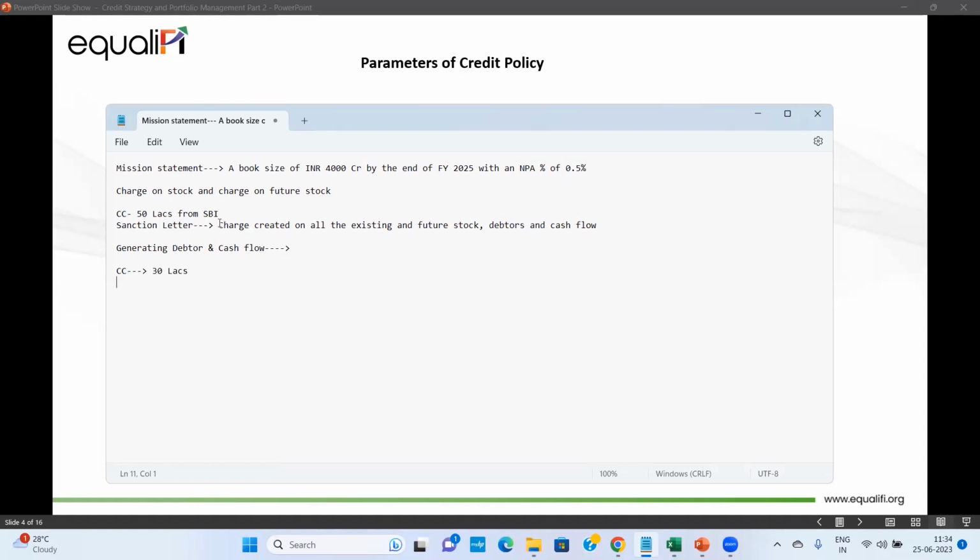Ideally, when this condition is imposed, can you create a charge on stock and debtors? Can you create a charge on stock and debtors with this existing condition? We cannot, right? So what is the procedure? The customer has approached you for an additional CC limit or an inventory funding limit of 30 lakhs. What is the common procedure?